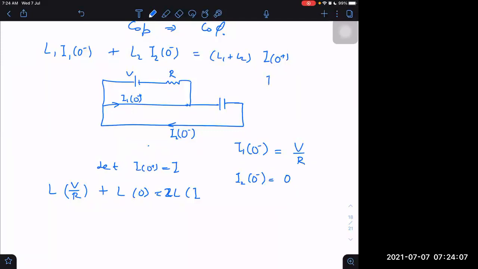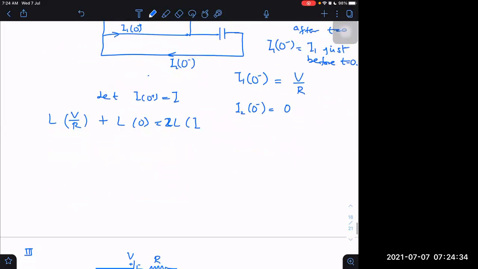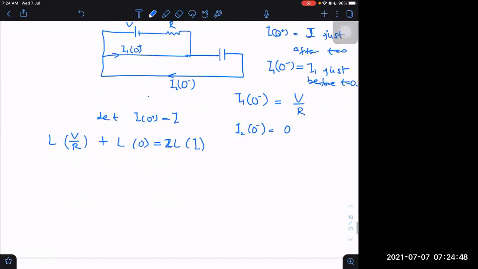Do I need to write what 0 plus means, or did you understand it? 0 plus is current just after t equal to 0, and 0 minus refers to current just before t equal to 0. It is a standard notation, not only I made it. In advanced texts you will find this notation. Here they don't use it normally, but it is useful. So why should we leave something which is useful? We should use it. It is not making the thing complicated, it is making it simple only.